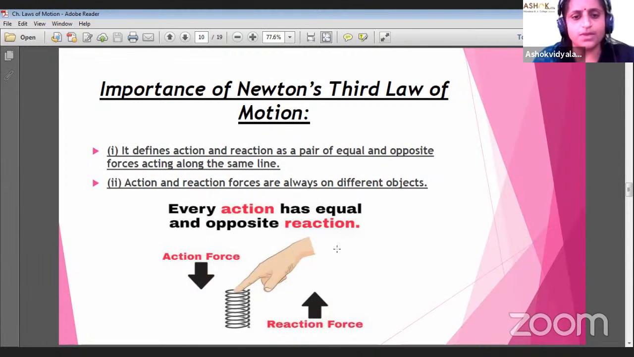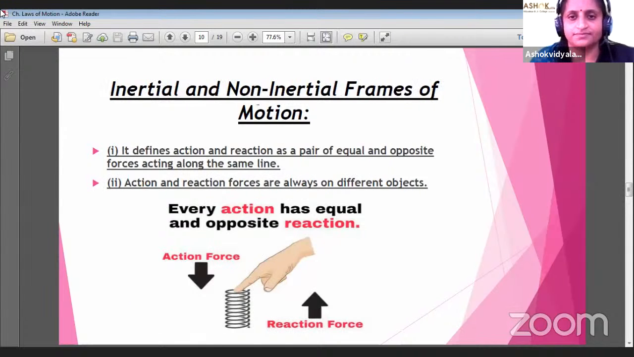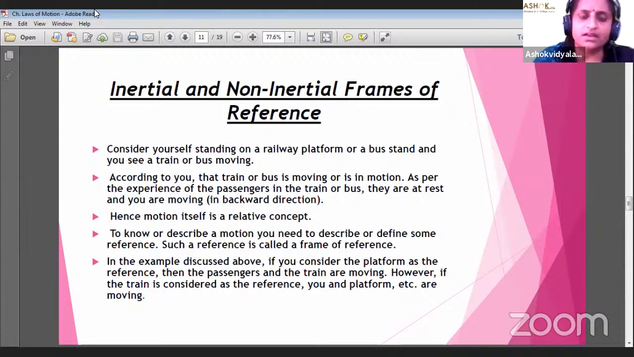These are examples of Newton's third law of motion. There are two points which show the importance of Newton's third law of motion. First, it defines action and reaction as a pair of equal and opposite forces acting along the same line, and action-reaction forces are always on different objects. Next point is the inertial and non-inertial frame of reference. Now, see here. What are the inertial and non-inertial frames of reference?